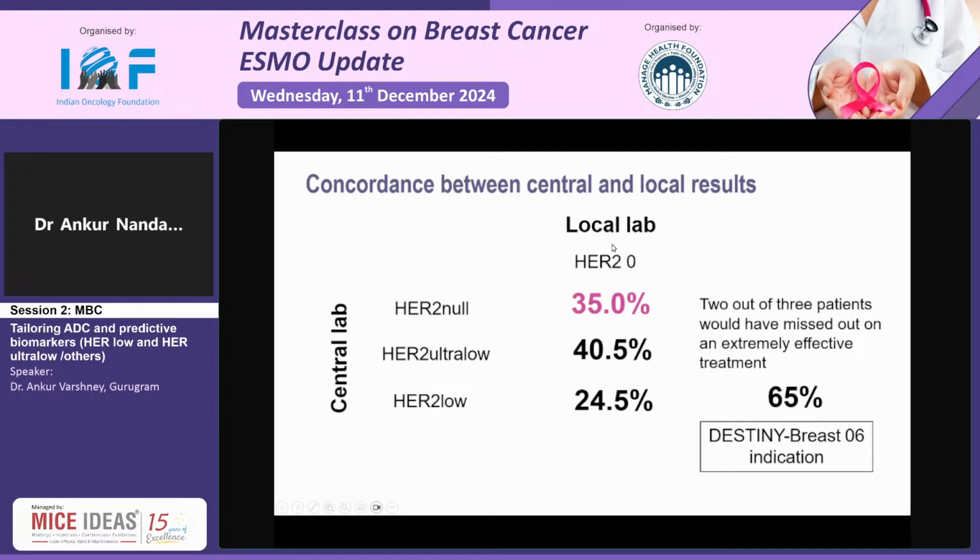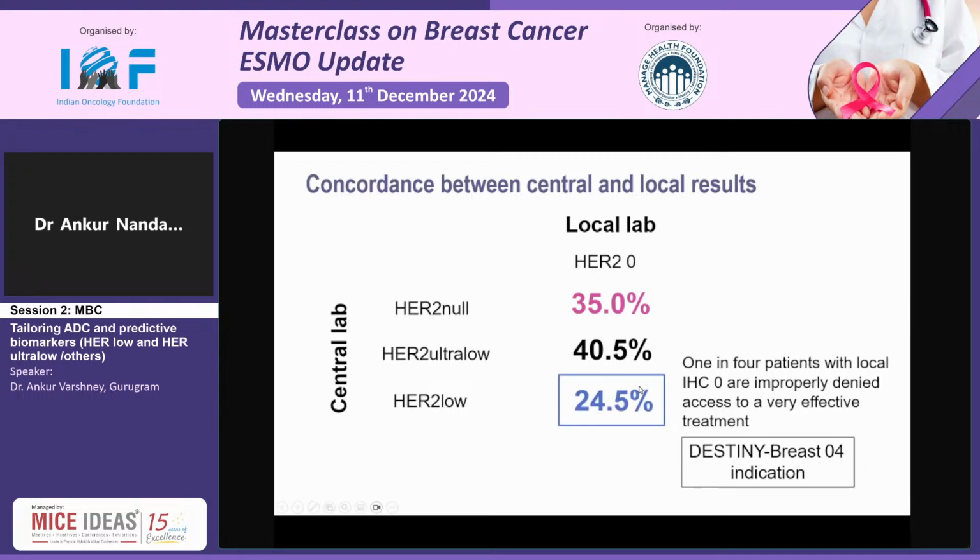Coming to the further classifications, in the HER2-low group, 35% of patients were classified as HER2 0 by the local lab. In the ultra-low category, approximately 40% of patients were classified as HER2 0, and in the HER2-low category from the central lab, approximately 24.5% were classified to have HER2 0. So 2 out of 3 patients would have easily missed the drug if the repeat testing was not done.